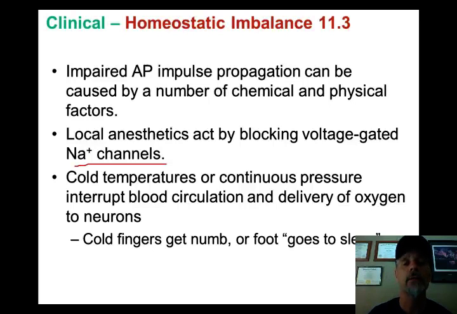Cold temperature and even continuous pressure also can disrupt the cellular activities, right? Get them to stop their normal cellular activities. So if we don't have enough oxygen, then our neurons are going to be affected, just like our muscles could be affected. And so then those neurons are also not going to be sending impulses. That's how you can get a limb going numb when you talk about something falling asleep.